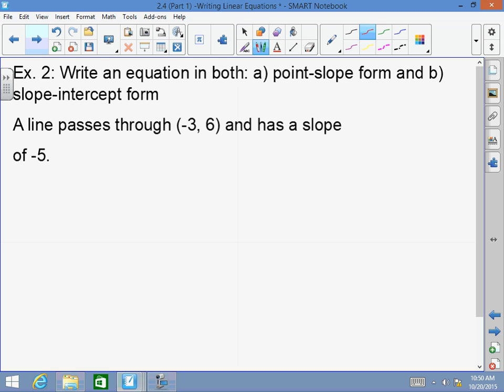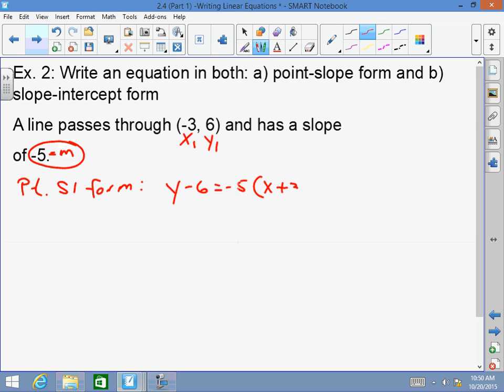Write the equation of the line in both point slope form and slope intercept form for a line that passes through -3, 6 and a slope of -5. Label, label, label. x1, y1. And this is my slope, this is my m. So, point slope form: y minus y1 equals m times x minus x1, but a negative times -3 is a positive. That's my point slope form. I'm done.